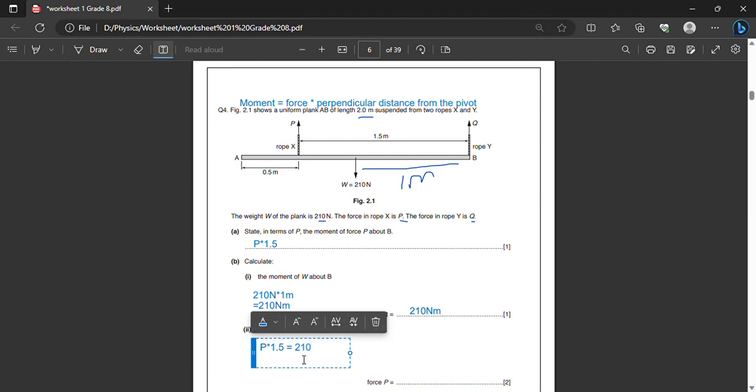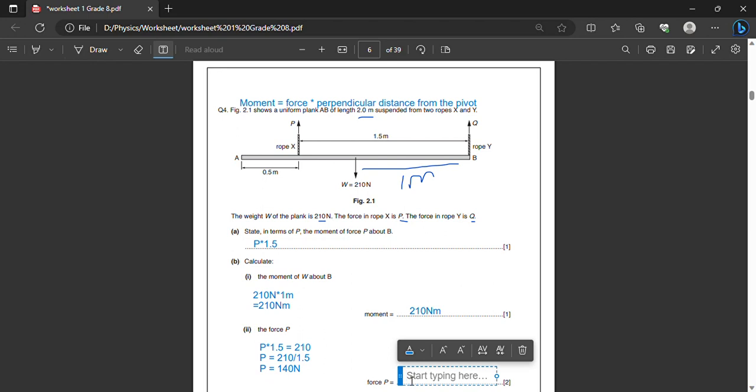210. So now it's easy, just change your subject. You can write P is equal to 210 divided by 1.5, and the final answer of P you'll get is P equal to 140 newtons. Yeah, 140 newtons. So the value of P here will be 140 newtons.